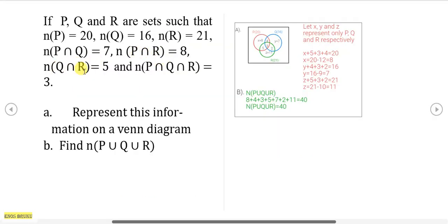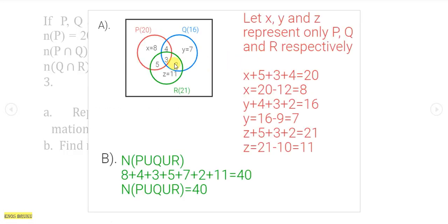Q intersection R is giving us what? 5. So therefore 5 minus 3 will give us what? 2. Good. So now we have all the intersections. Okay, have this, this, this, and this. Now we are left with what? The P only, the Q only, and then the Z only. Okay, so we'll do some work.